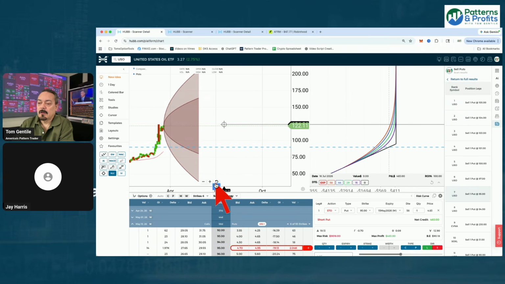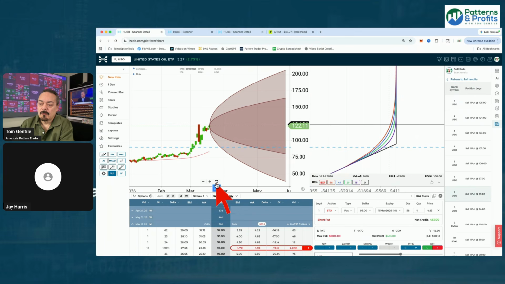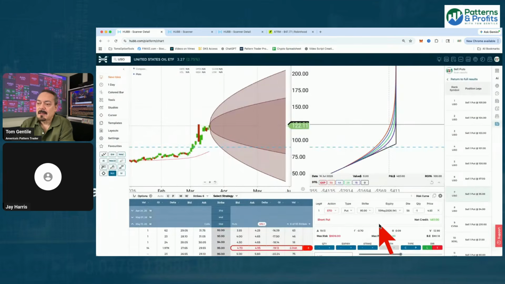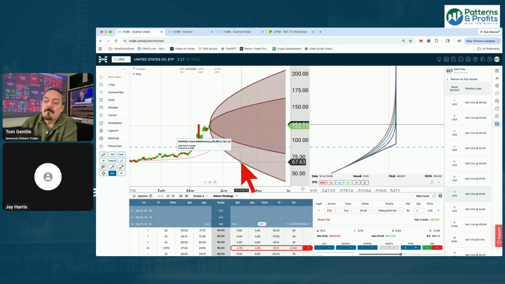So as I see here, I can move this. And again, I'm just hitting that reverse arrow, that reset arrow that resets everything. Now, this goes out to July, my cone, but I can take that cone and bring it into May simply by looking at how many days to expiration we have, which is 58. That does include weekends and holidays. So we're really looking at a cone that we want to have that's about 40 days.